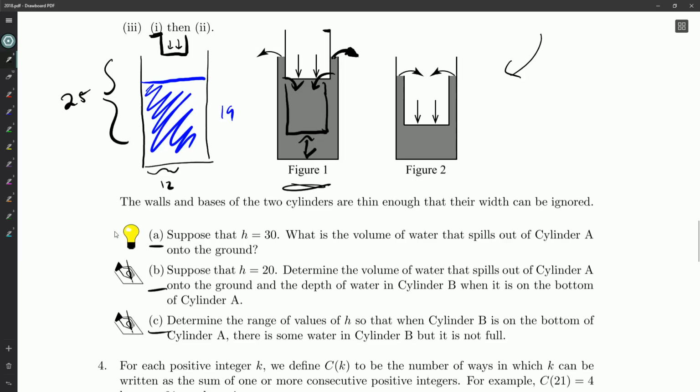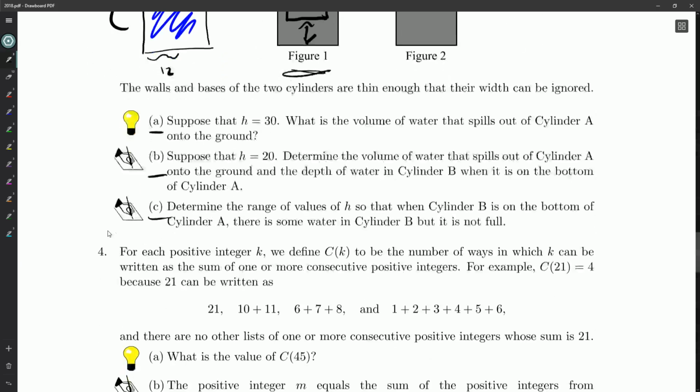Okay, so now we've got B part. This one will actually require some written work, showing formulas, volume formulas, and that sort of stuff. Suppose that H is 20. Determine the volume of water that spills out of cylinder A onto the ground, and the depth of water in cylinder B when it's on the bottom. So what they're saying now is that water will spill out, but eventually the top of B will go below the water level, which will be up at 25 for quite some time as water's spilling out, and then it'll start to go in.